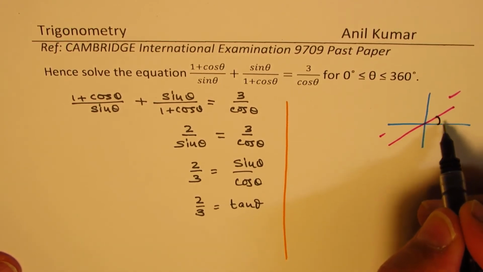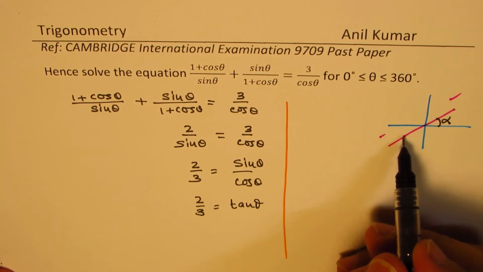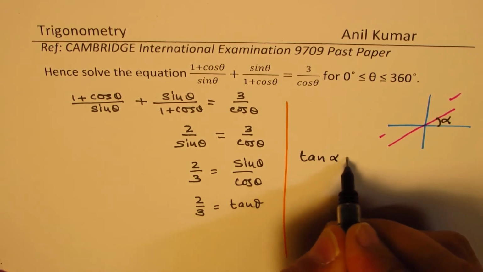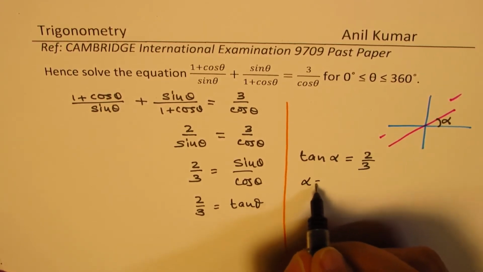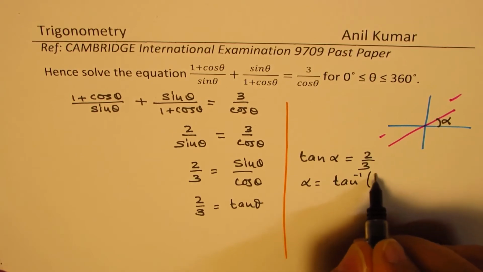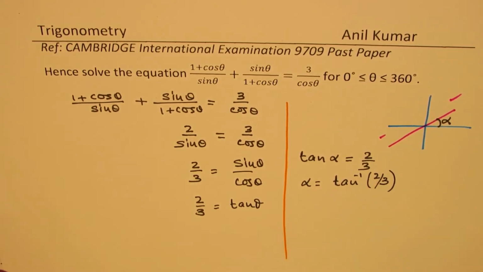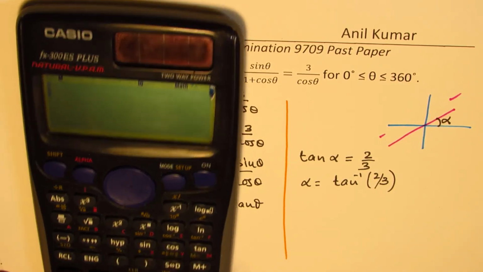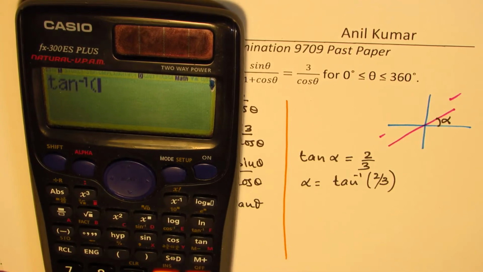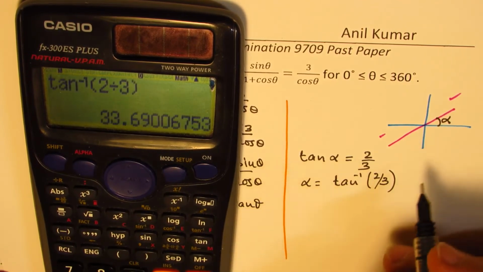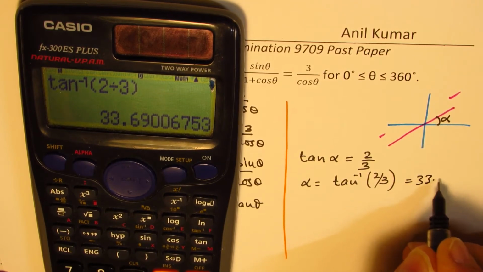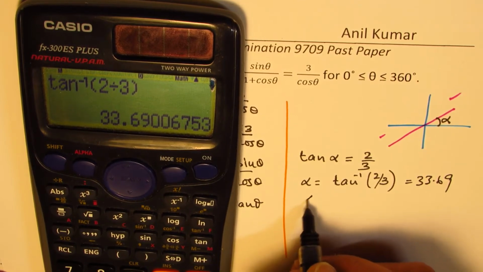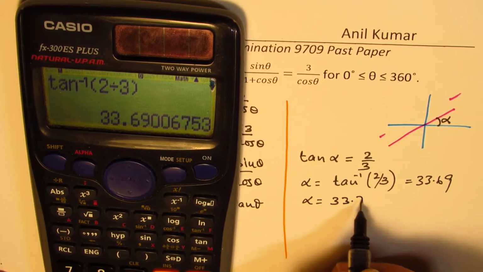So we can find the angle alpha and then add 180 degrees to get the other solution, correct? So we can say that we are looking for tan alpha equals 2 over 3, alpha equals tan inverse of 2 over 3, correct? So let's put this in degrees and find shift tan inverse 2 divided by 3 is equal to 33.69. Okay, so you can round this to 33.7. So we get alpha as 33.7 degrees.